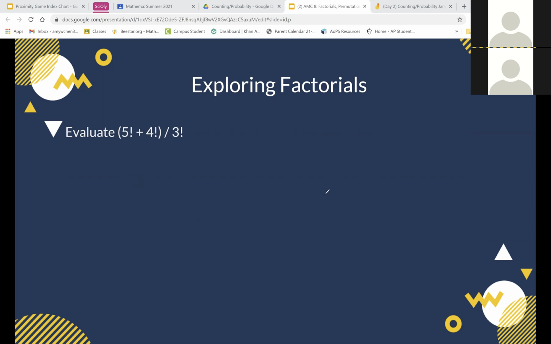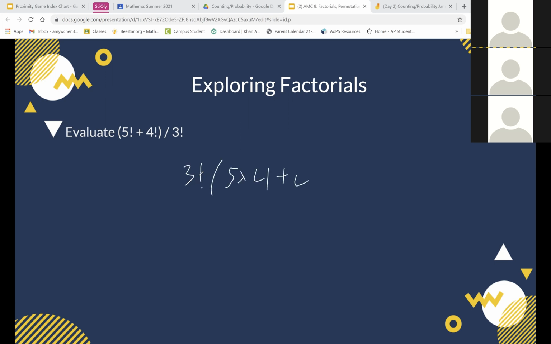Ended up with 24. So I basically used the same thing as last time, where 5 times 4 times 3 factorial plus 4 times 3 factorial. And then I divided all of it by 3 factorial to get 5 times 4 plus 4 to get 20 plus 4, which is 24. Wait, hold on. Is this what you did?